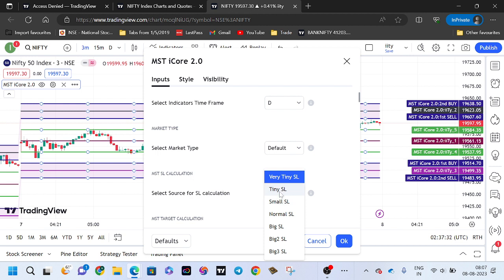And for natural gas, if you are keeping a tiny SL, the SL will be only 10 paisa, 20 paisa. Okay. So keep it in small SL or normal SL. So it depends on the script. It depends on the movement of the script. You have to select the SL and target.